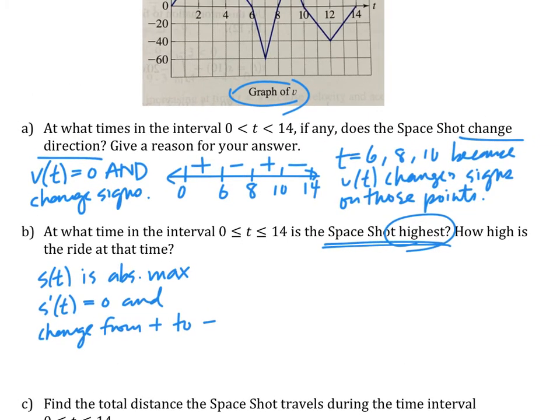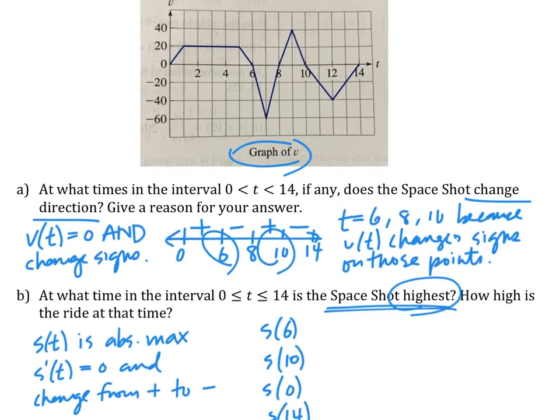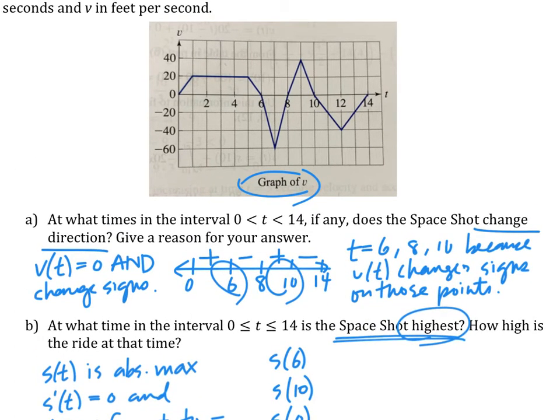All right, so from part A, you can see that there are two candidates, 6 or 10. So we need to figure out what is the position at 6 and what is the position at 10. And also we need to check the endpoints, which are 0 and 14. Okay, from this graph, this is a velocity graph. What we want to do is find the position, which is the area under the curve.